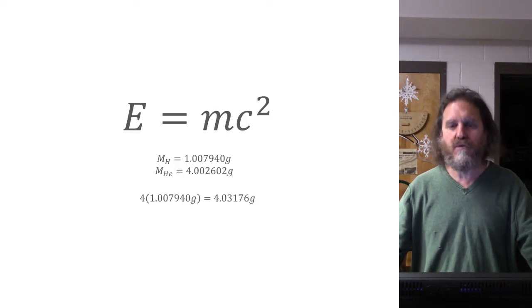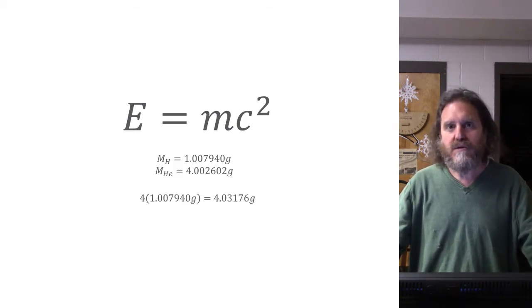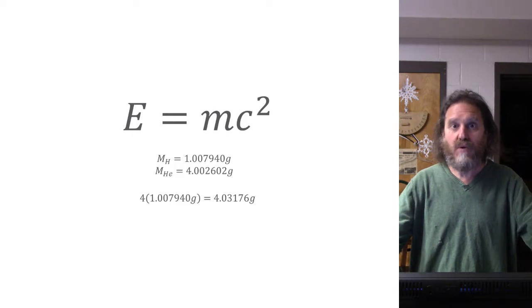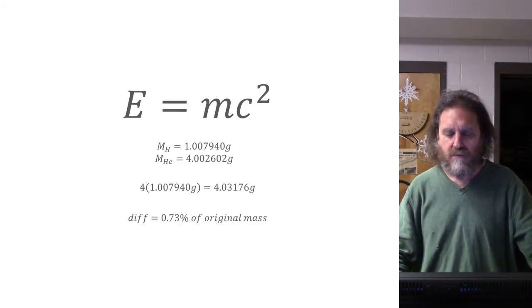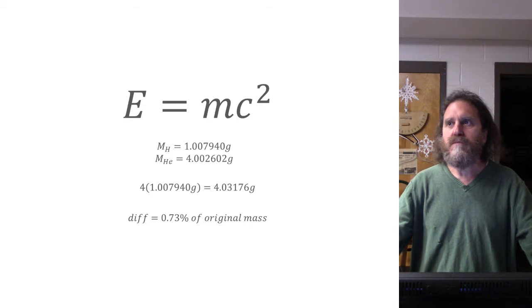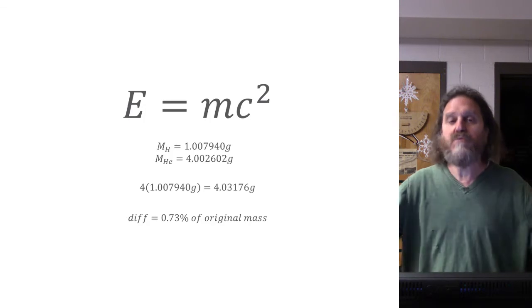Because when the helium is formed, the sum of the mass comes out as energy because it's an exothermic process. So you see, you weigh 4 moles of hydrogen, you get 4.0317 grams. You weigh 1 mole, the product of those 4 moles is 1 mole of helium. You weigh that, it's a little bit less than that. The difference is about 0.73% of the original mass. So when 4 protons come together to form a helium nucleus, about 0.7% of the mass is released as energy.